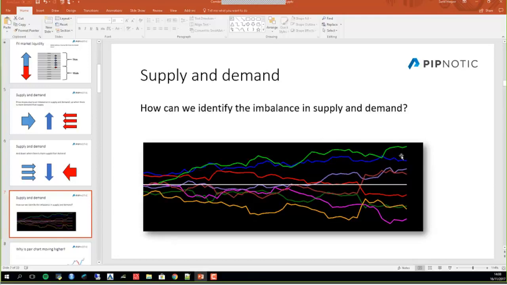So this shows me that if I wanted to find the pair that was moving the most, then I'd want to pair the Swiss franc with the Canadian dollar. So I would sell the Canadian dollar Swiss franc, because this chart is telling me that the thinner liquidity is moving in a direction of buying this currency pair. So we have demand for the Swiss franc and we have supply of the Canadian dollar.